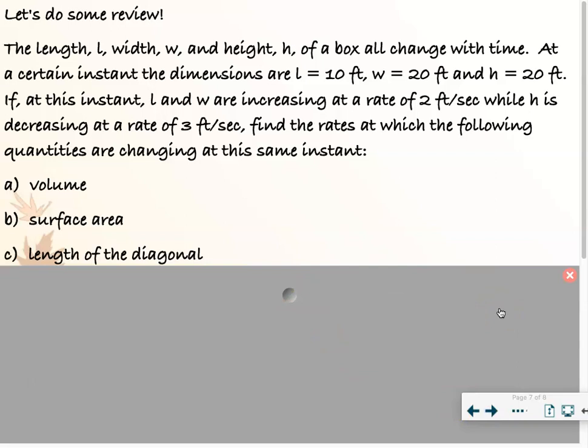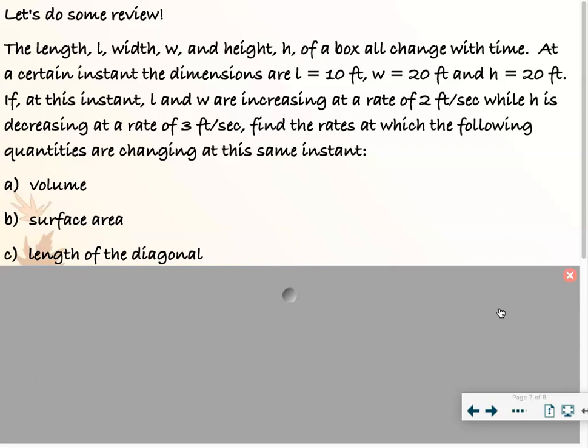So this problem, I'm going to read it to you. Let's see how we do with this. Okay, so the length L, width W, and height H of a box all change with time. At a certain instant, the dimensions are 10 by 20 by 20. If, at this instant, L and W are increasing at a rate of 2 feet per second, while H is decreasing at a rate of 3 feet per second, find the rates at which each of the following quantities are changing at this instant. So we want dV/dt, dS/dt, and dD/dt.